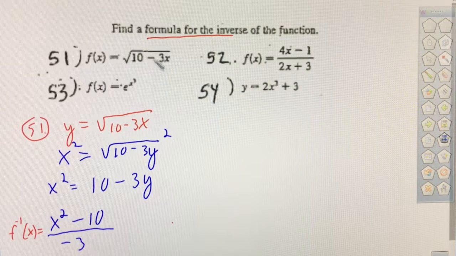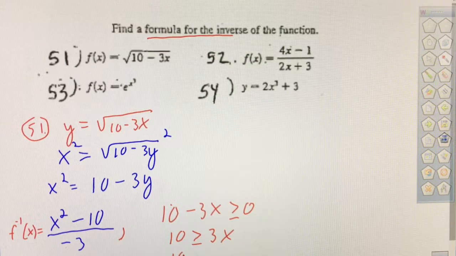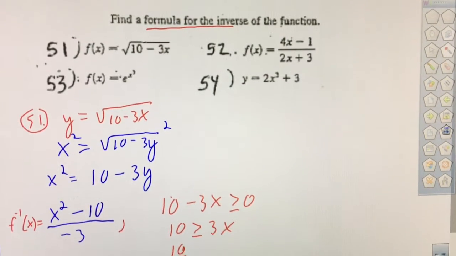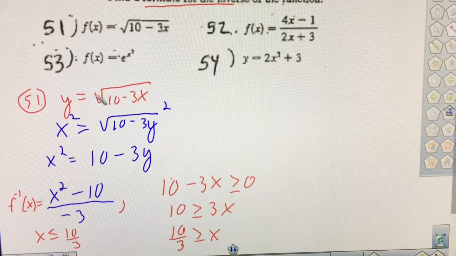Maybe I have to limit the domain on this. No, I think I have to limit the domain on 51. So I take the guts. 10 minus 3x has to be greater than or equal to 0. So 10 is greater than or equal to 3x. That's going to give me 10 thirds is greater than or equal to x. So for this particular problem, in order for the inverse to work, x has to be less than or equal to 10 thirds. For the original function.